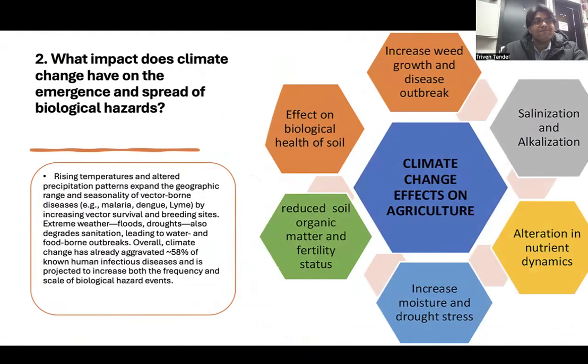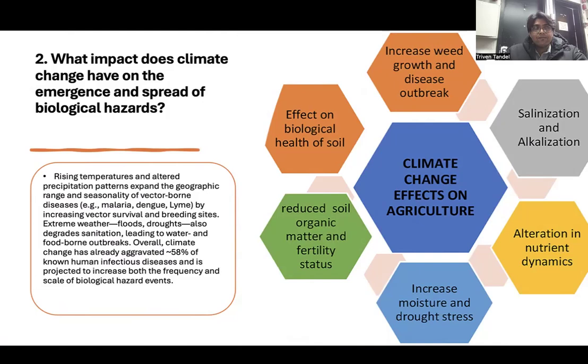The second question is: what impact does climate change have on the emergence and spread of biological hazards? Biological hazards can be affected by climate change, with effects on the biological health of soil, reduced soil organic matter and fertility status, increased weed growth and disease outbreaks, salinization, and alterations in nutrient dynamics. Rising temperature, the mean point, and altered precipitation patterns expand the geographic range and seasonality of vector-borne diseases like malaria, dengue, and Lyme by increasing vector survival and breeding sites.